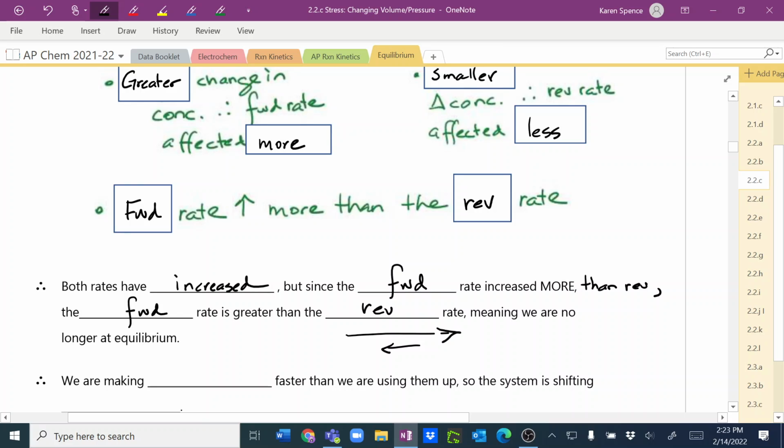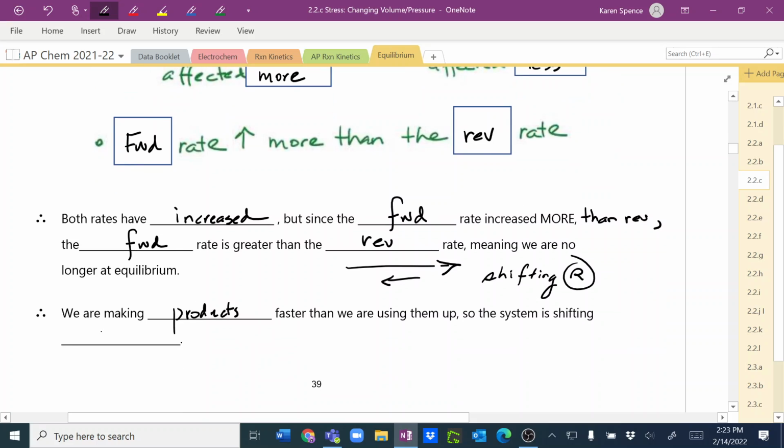Which way are we shifting if our forward rate is greater than our reverse rate? We are shifting right. Since we are making products faster than we are using them up, so the system is shifting right.